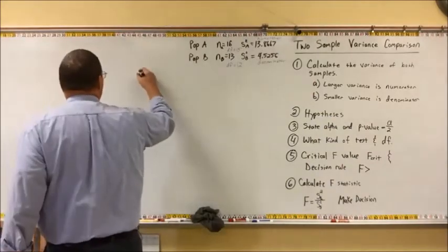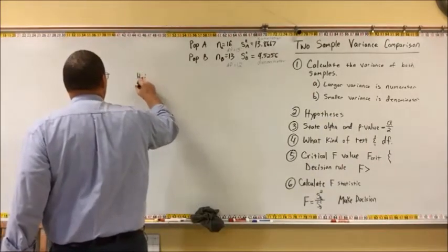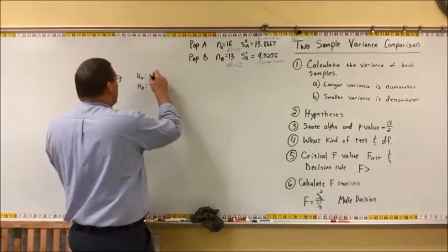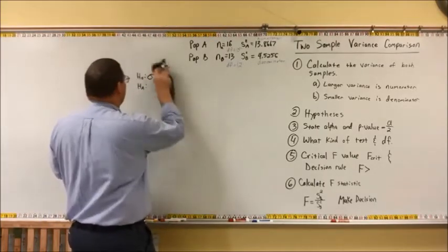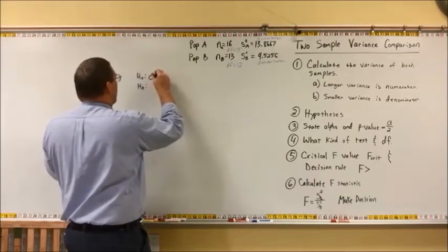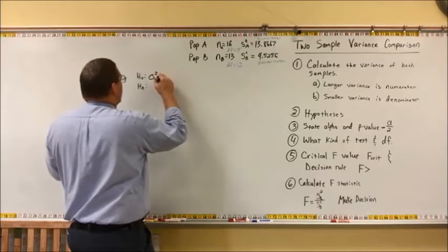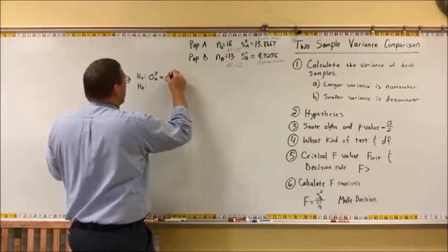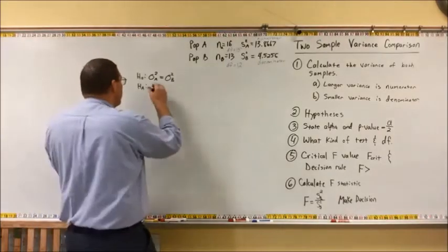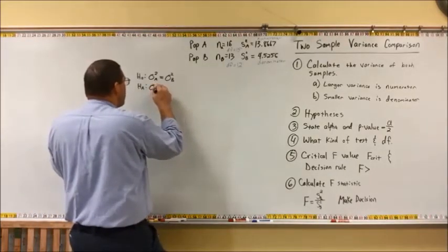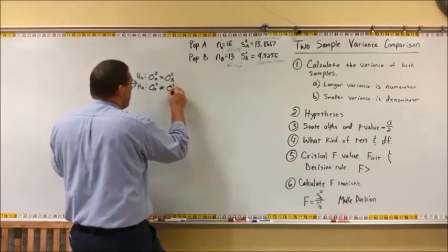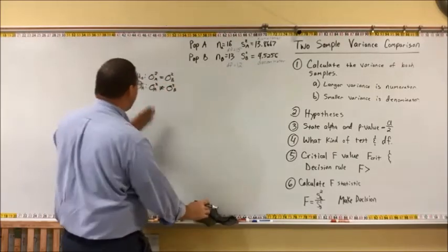What's the hypothesis? Well, the null hypothesis is the same every time, or at least in this class it is: that the variance of population A is equal to the variance of population B. No difference in the variance, same variance, right? But the alternative hypothesis is we suspect that these two populations have different variances. Okay, well then that's our alternative hypothesis.